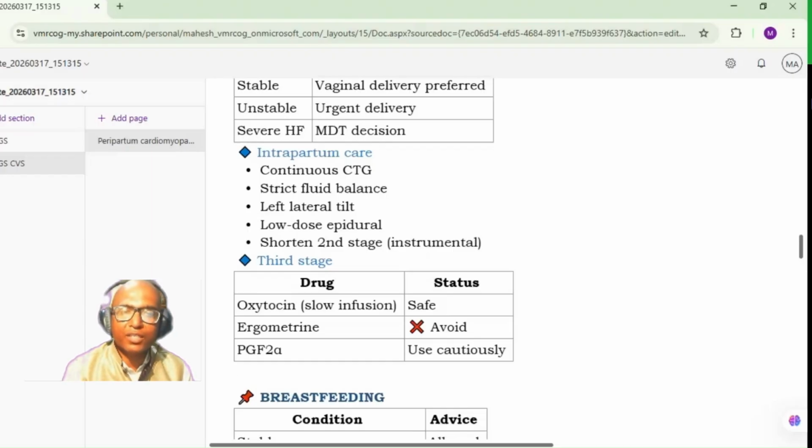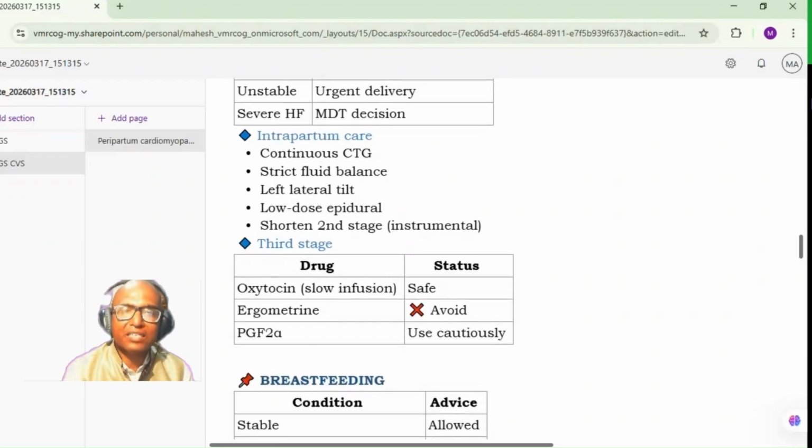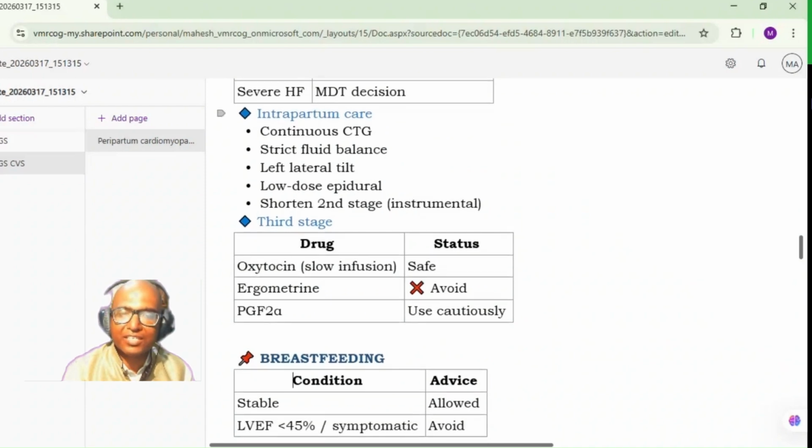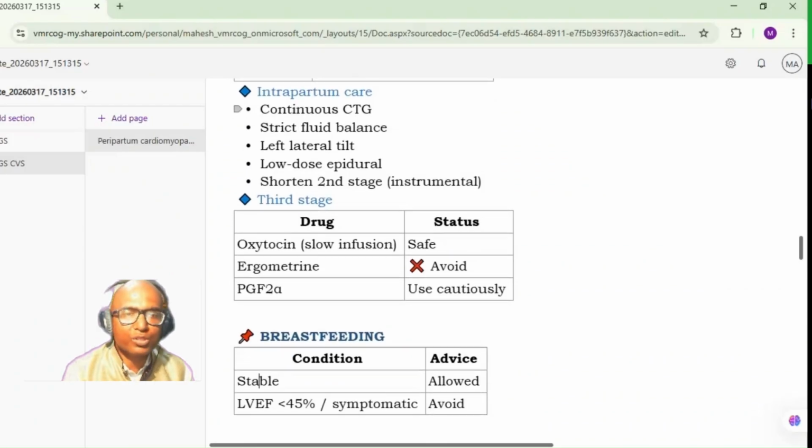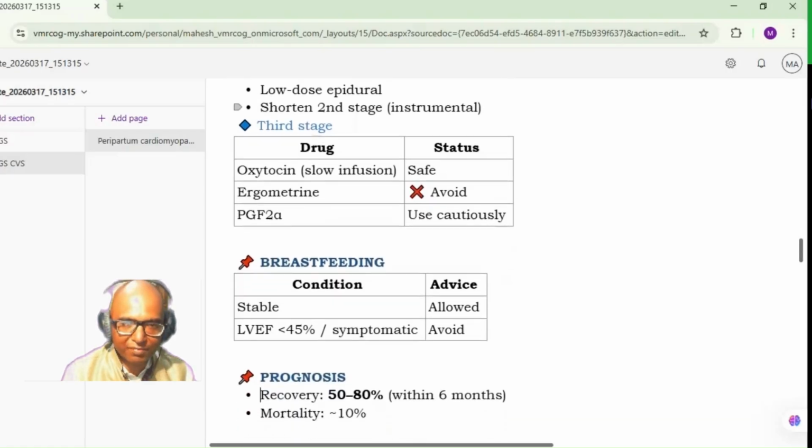Intrapartum care: continuous CTG, strict fluid balance, left lateral tilt, low dose epidural, and shorten the second stage by using appropriate instruments. Third stage, oxytocin slow infusion is safe. Ergometrine is to be avoided. PGF2 alpha use very cautiously.